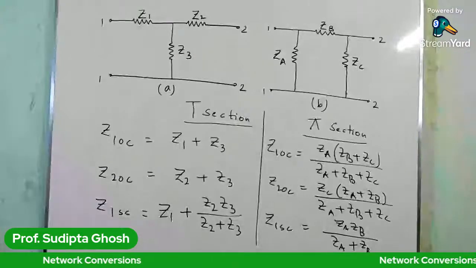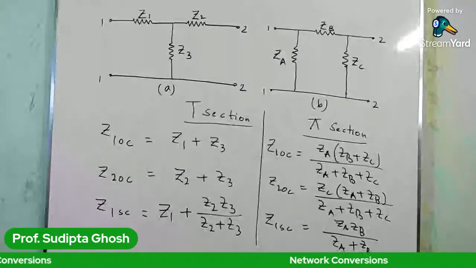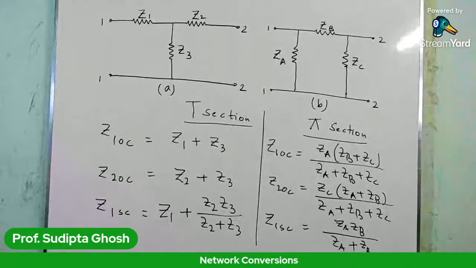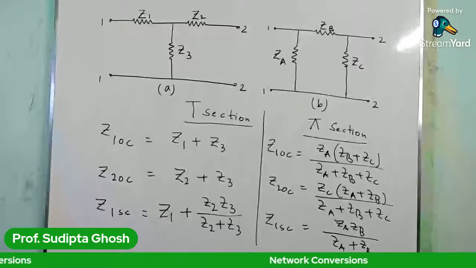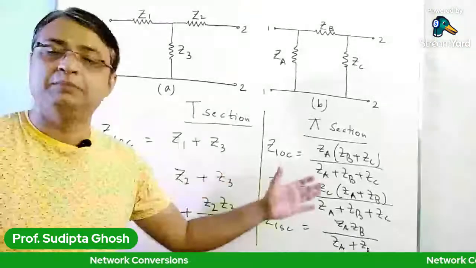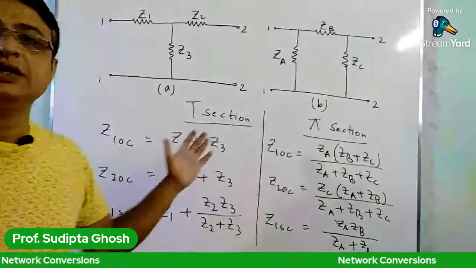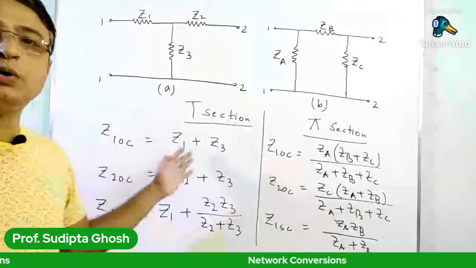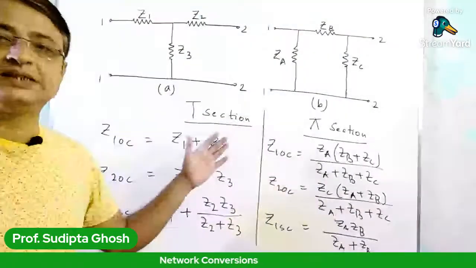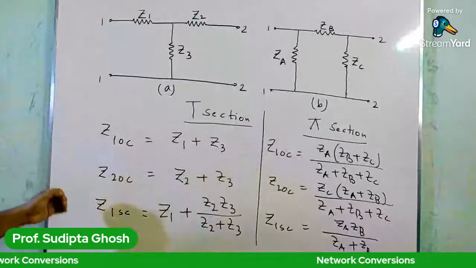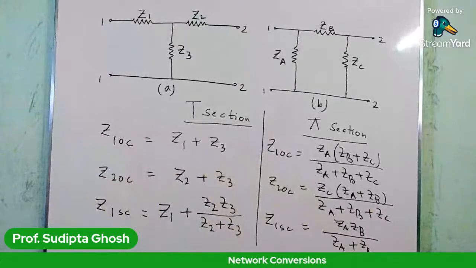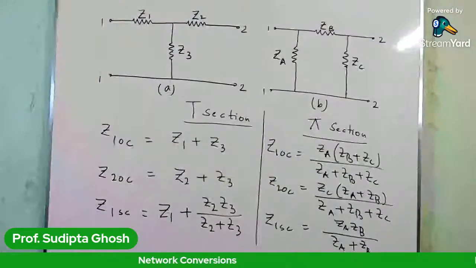Now we are going to extend our topic. If these two sections, the T section and the pi section, are equivalent, then the external measurements must be equal for both sections. That is, Z1 OC as well as Z2 OC and Z1 SC should be equal to one another.